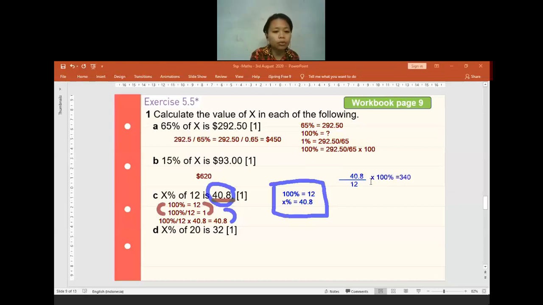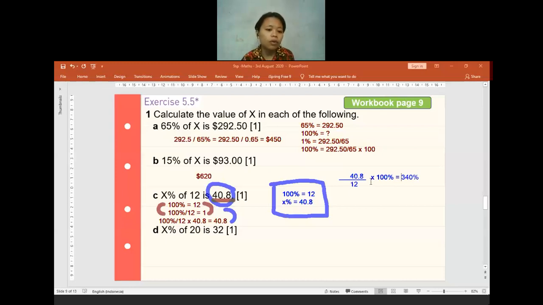340%. Is there anyone who is confused or still does not understand? It's okay to ask. Is there anyone? No? Understand.